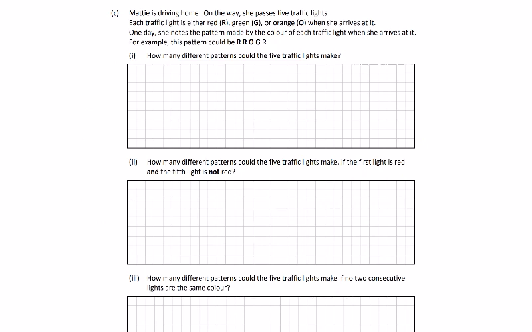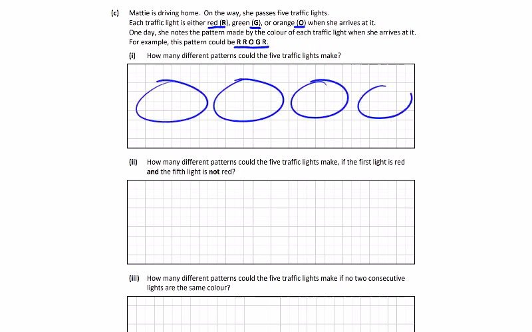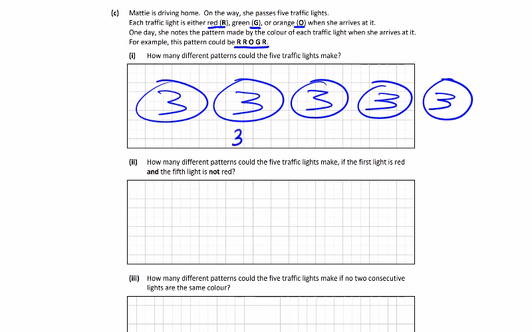And a probability test question thrown in at the end here. Maddie is driving home. The lights can be red, green, or orange. For example, red, red, orange, green, red. How many different patterns could the traffic lights make? 1, 2, 3, 4, 5. In the first one, we have 3 options for everything. So that's 3 to the power of 5, which is 3 squared by 3 squared by 3, 81 by 3, 243.